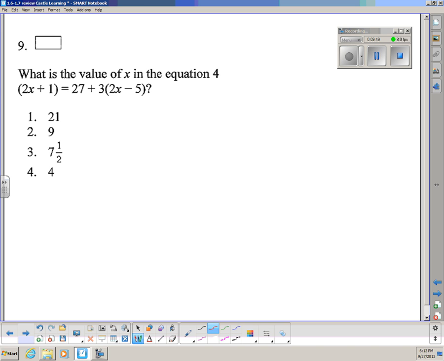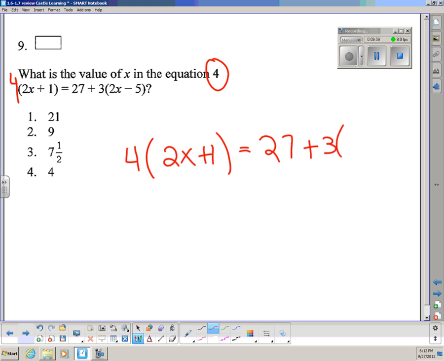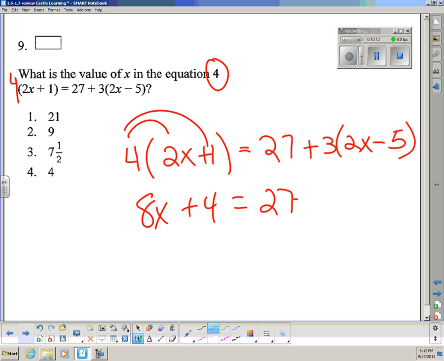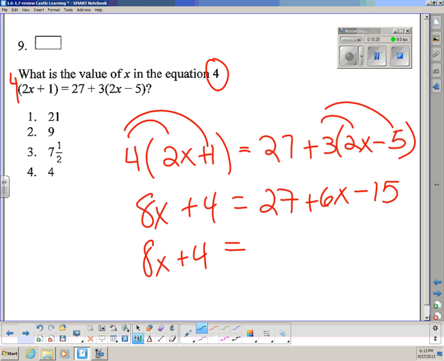Number 9. Notice this 4 got cut off. It's really supposed to be in front of the equation here. So my equation is 4 times 2x plus 1 equals 27 plus 3 times 2x minus 5. And now we'll solve. Distributing on both sides here, we're going to get 8x plus 4 equals 27 plus 6x minus 15. And again, I use my analogy: before you have your friends over, you got to clean your room. Same thing, you got to clean up both sides.